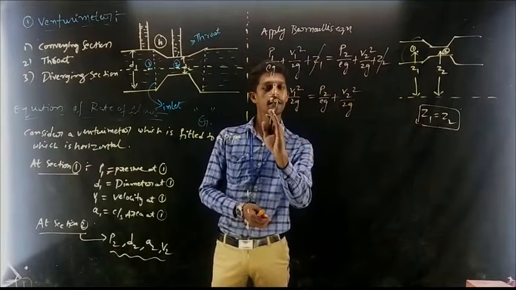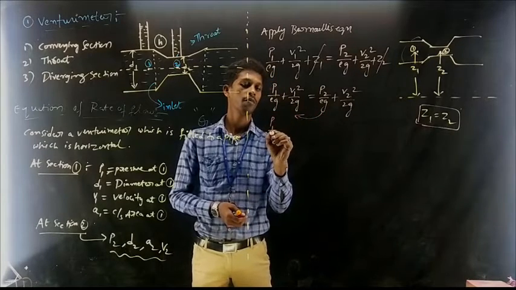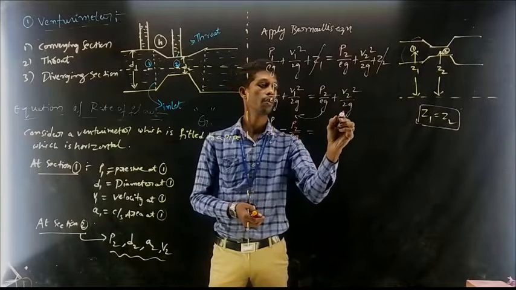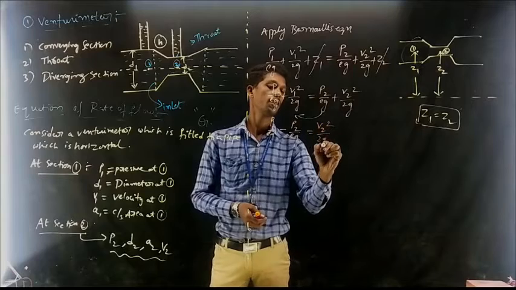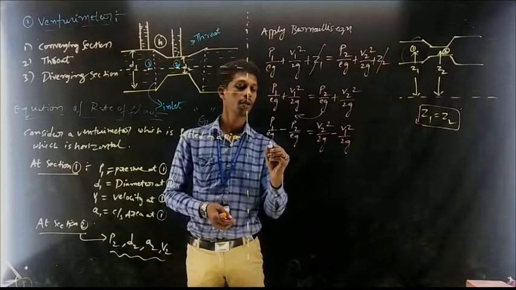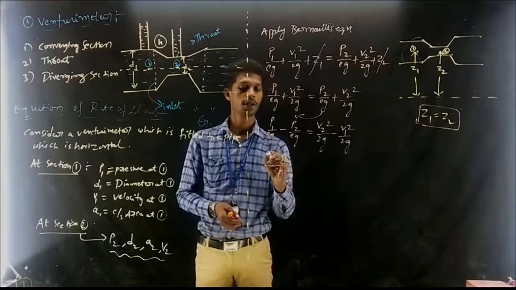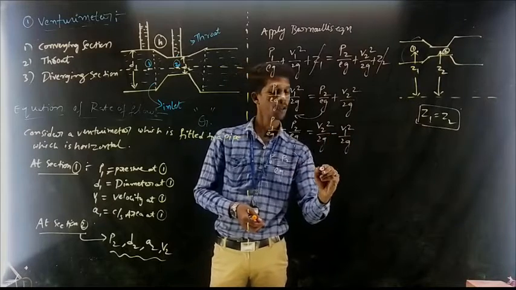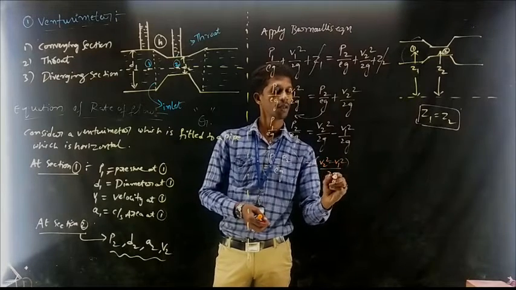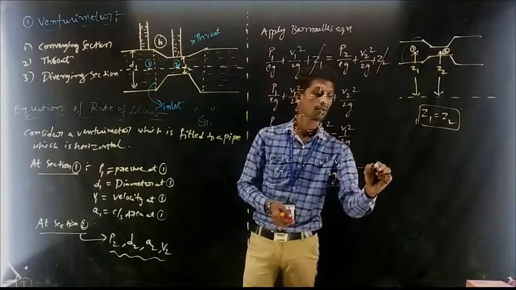So keep the pressure heads on one side and velocities on the other side. P1 by rho g minus P2 by rho g is equal to V2 square by 2g minus V1 square by 2g. Keeping rho g as common, P1 minus P2 by rho g. Here also keeping 2g as common, V2 square minus V1 square by 2g. This is the equation we got up to now. Call it equation 1.